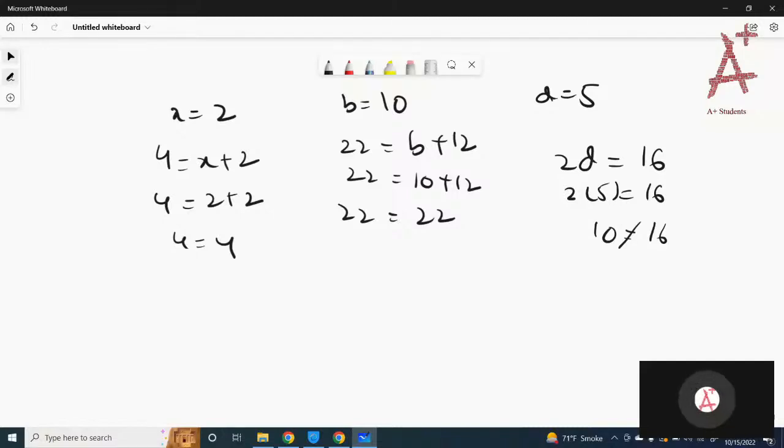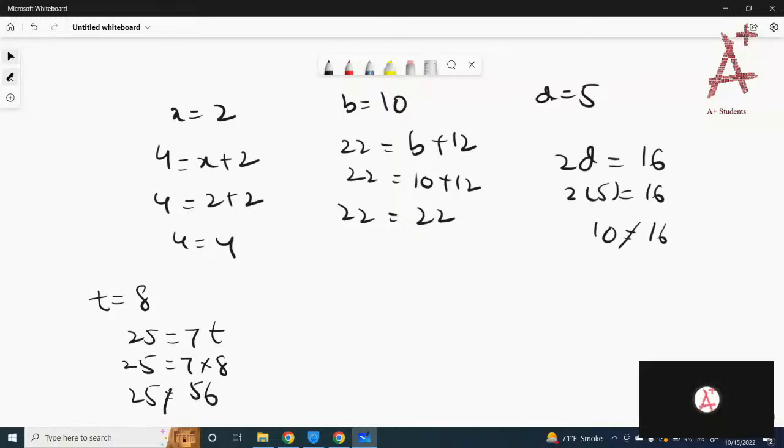Okay. Is t equals 8 a solution of the equation? And the equation is 25 equals 7t. 25 equals 7 times 8. 7 times 8 is 56. That means no, they are not equal. So this is not the solution of the equation. Got it?